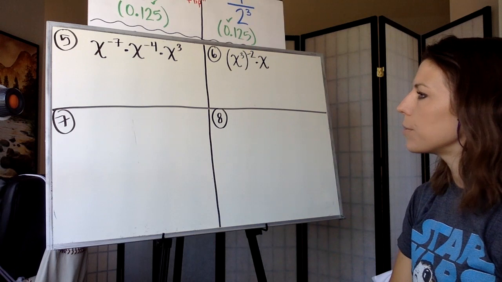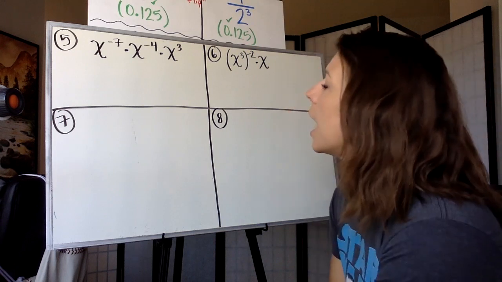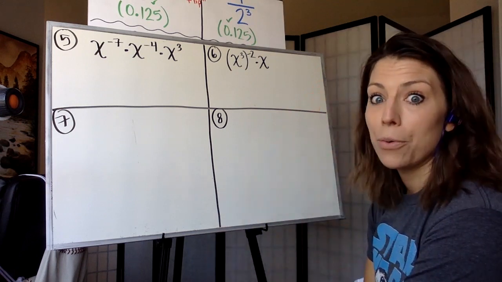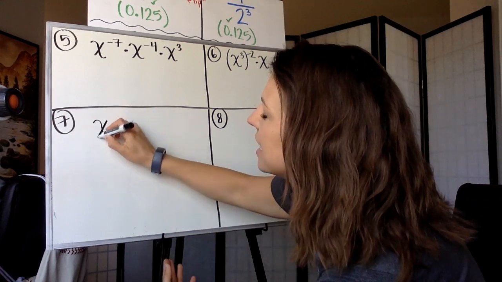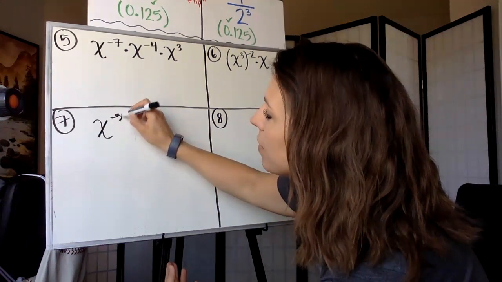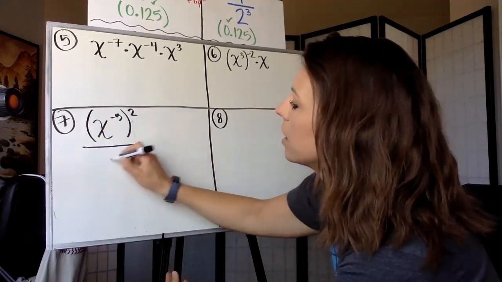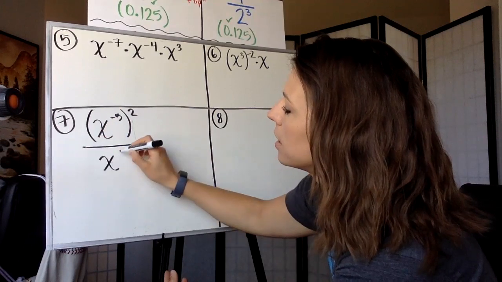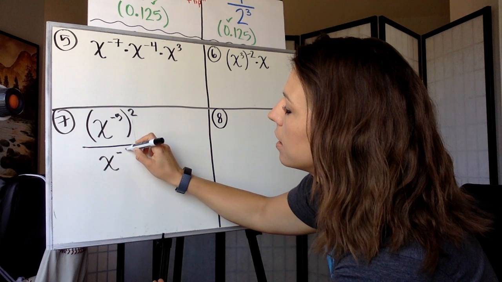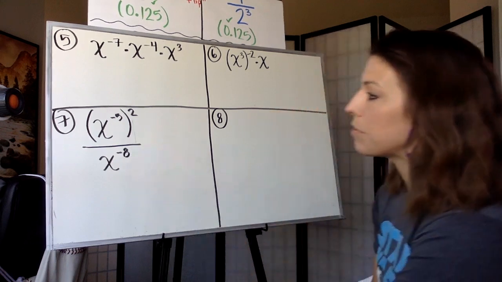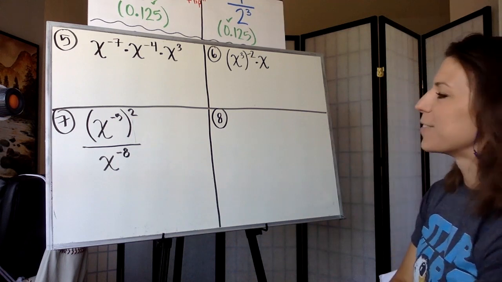It's actually pretty straightforward. Okay, 7 and 8, we're going to do some quotients because those are a little bit more tough. And then number 8 is going to be real fun. Okay, number 7. Let's go ahead and do x to the negative 5th to the 2nd over x to the negative 8th. Ooh, that's going to be fun. I'm excited. Okay. Anyways, I'm cracking myself up.